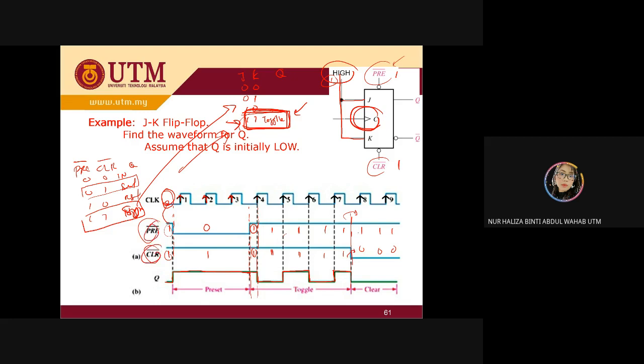When I have a change, which is 1, 0, I refer back here. 1, 0 is reset. So without concern about my clock, without concern about my JK, I'm going to reset until finish. So that is the thing. It's step by step. You can see this is the thing I mentioned yesterday. Although it's easier for you to look only at a specific point, when you have the pre and clear, you need to go step by step.